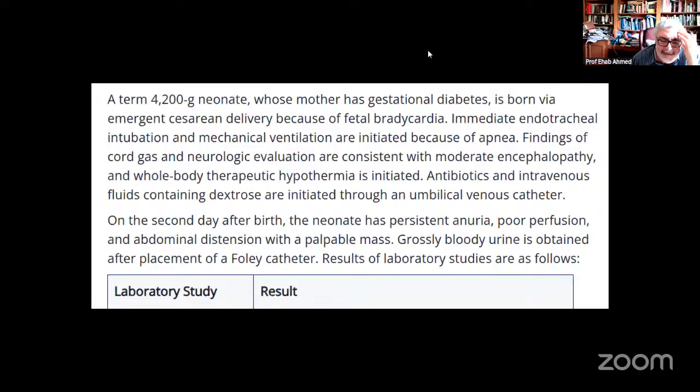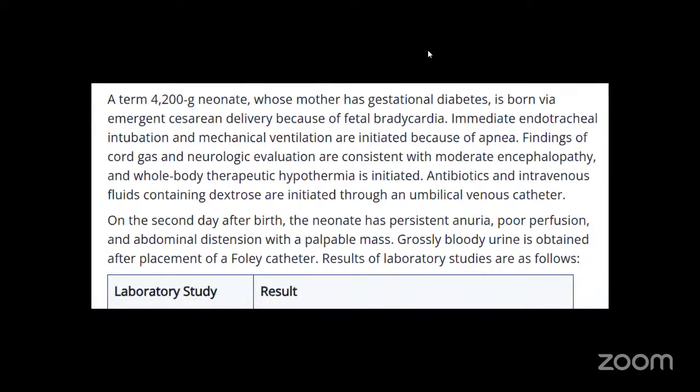Posterior urethral valve, posterior urethral valve. Who said that? I see. Posterior urethral valve, PM. Who is PM? Why did you think of posterior urethral valve?